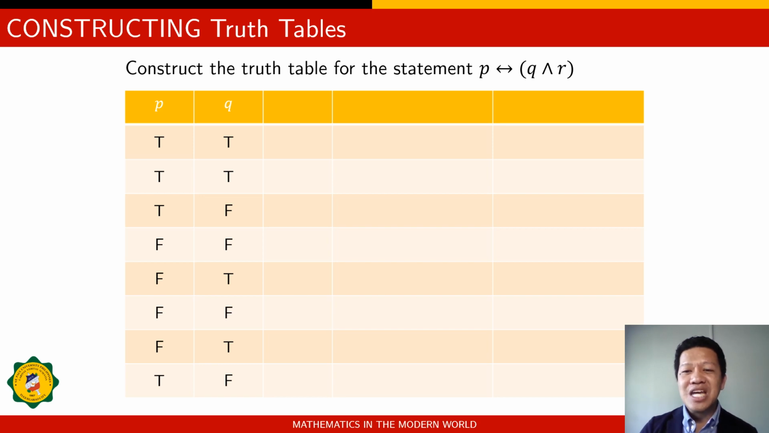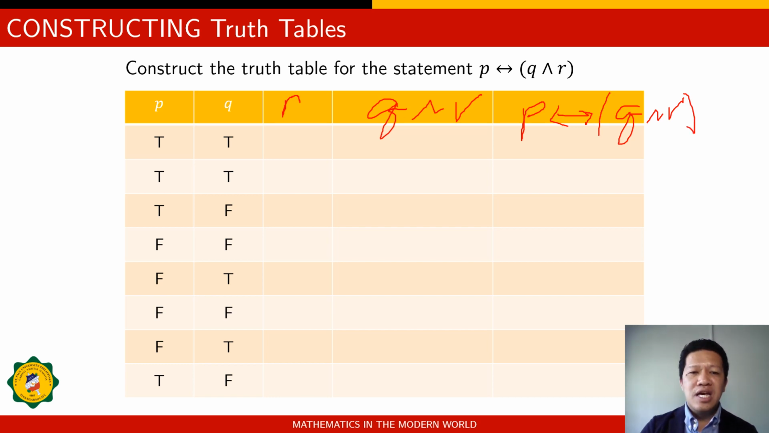Since there are three statements, P, Q, R, the columns for P and Q were already completed for you. And now we have the possibilities for P and Q. Then we need to include R here, and then we need to include a column for Q and R, and the last column will be for the complete statement. That's P if and only if Q and R. Okay, and then you can have the eight possibilities here. You can rearrange the eight possibilities for PQR.